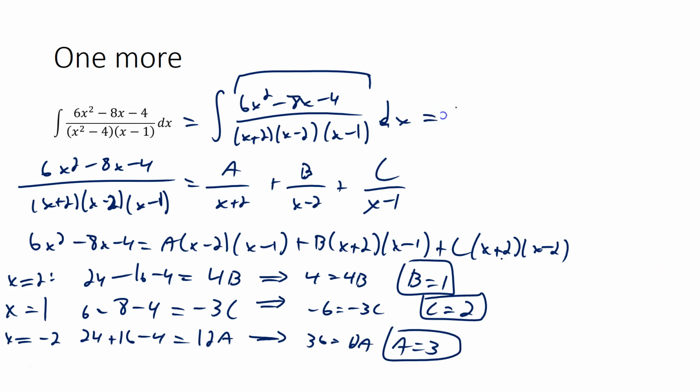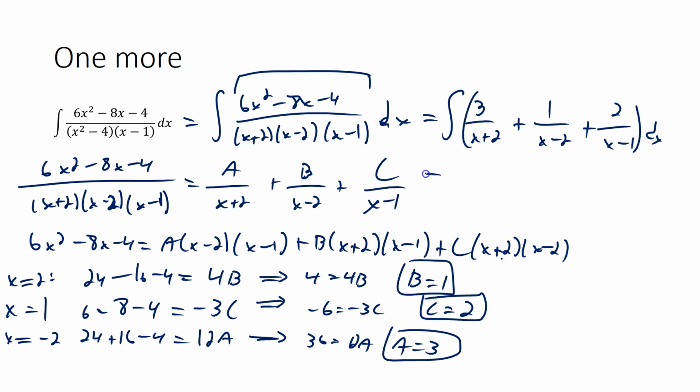Okay, so this is equal to the integral of, let's see, a over x plus 2. That's 3 over x plus 2. B is 1, so plus 1 over x minus 2. And c is 2 over x minus 1 dx. Easy peasy. 3 ln absolute x plus 2 plus ln absolute x minus 2 plus 2 ln absolute x minus 1 plus c.